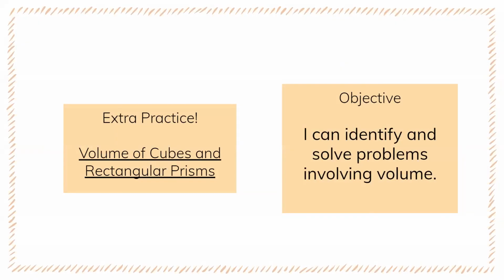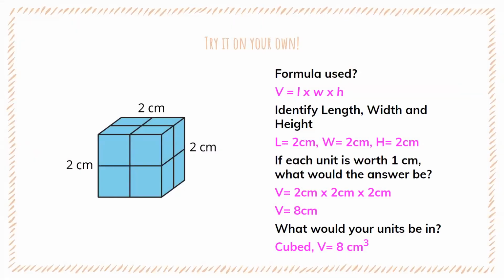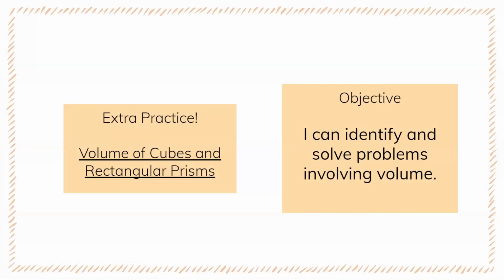And then on to our last thing for today. Our objective, again, was I can identify and solve problems involving volume. So we identified the problems by indicating if it was a cube or a rectangular prism. And then when we indicated which one it was, we found the length times width times height. We knew the formula was volume equals length times width times height, and then we solved those problems and got our answer, and we also indicated our units as well. So we did all that today, and you guys did great.